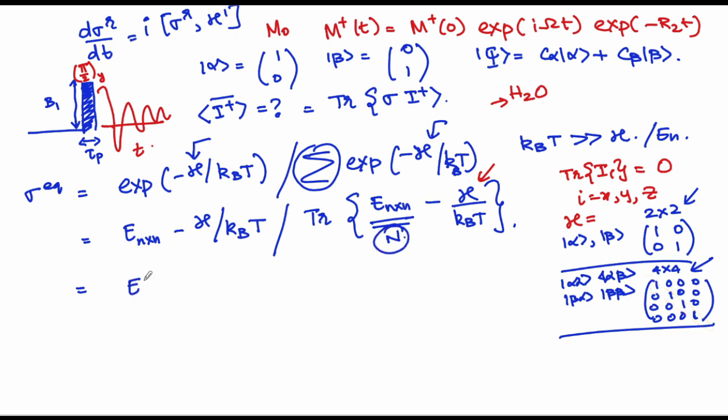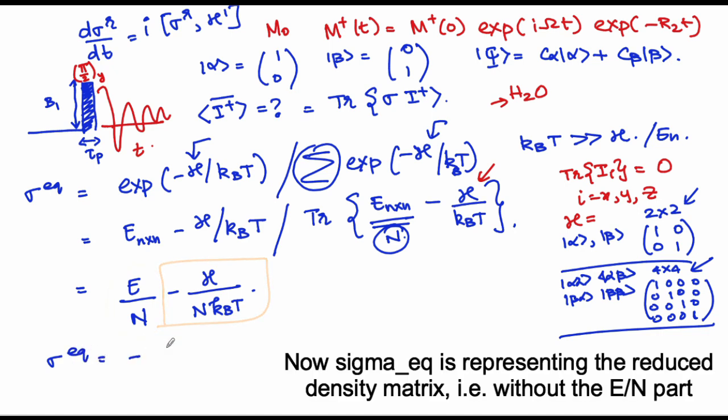So therefore, this is going to end up as E, once again the identity, minus the Hamiltonian divided by N times kBT. One is able to understand this is just a number, and any transformation that we might do with the operator exp minus iHt times exp plus iHt is going to keep this invariant. So all that matters to us is the reduced part of the density matrix, which is going to be given by sigma eq equals minus Hamiltonian divided by N times kBT, where N is the dimensionality of the system.